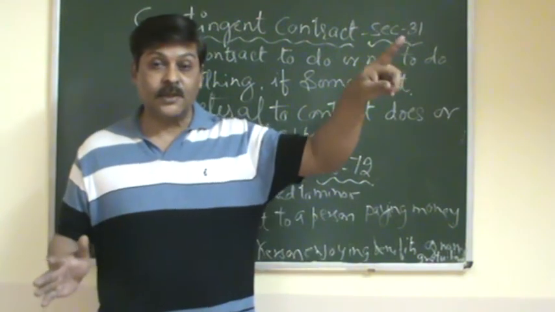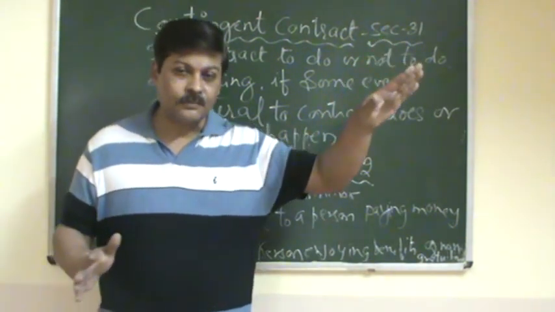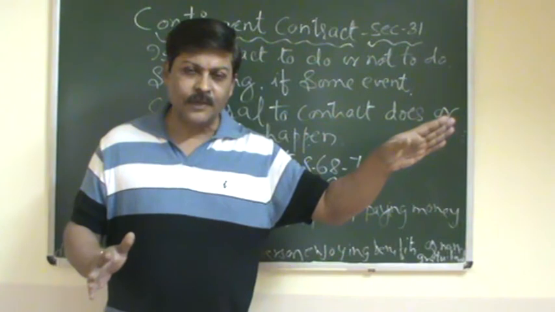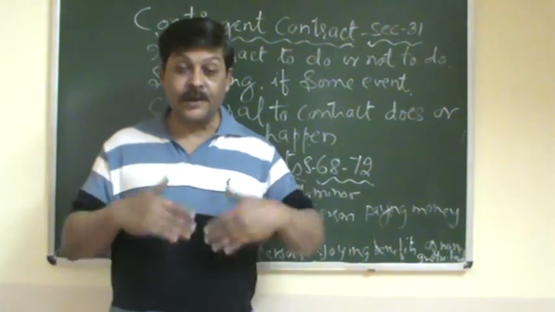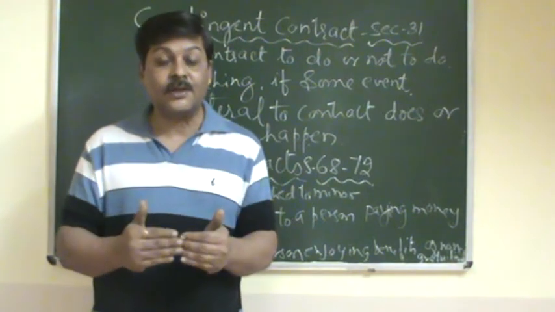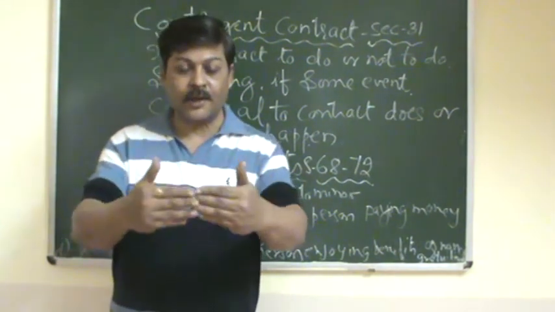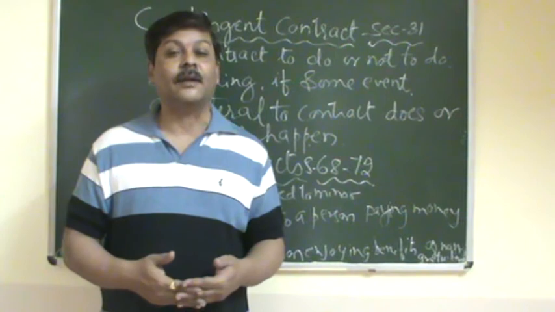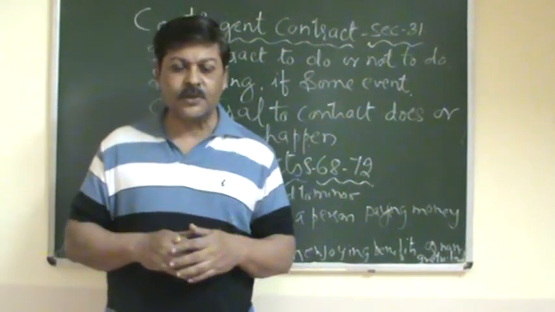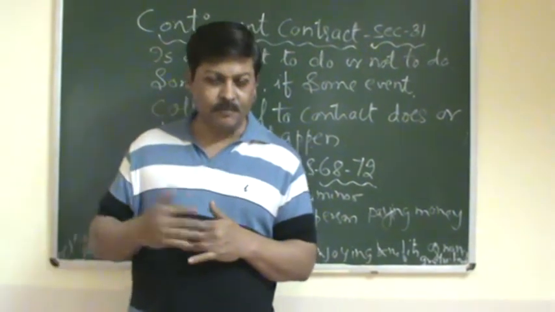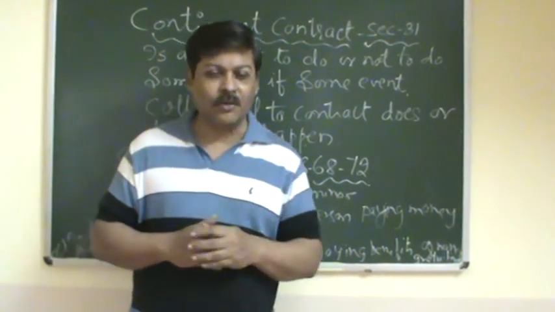The ship gets destroyed by a storm. So here, can it be performed? No. The contract is a contingent contract here, because the contract is based on the happening of an event. That is, the goods must come and he must deliver them. So it is a contingent contract example.